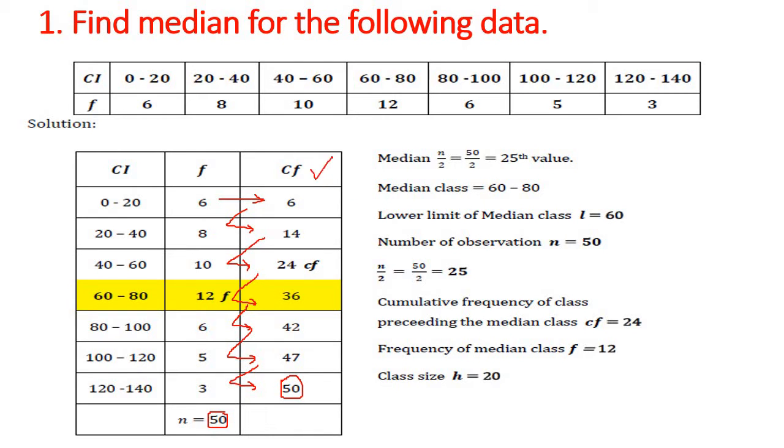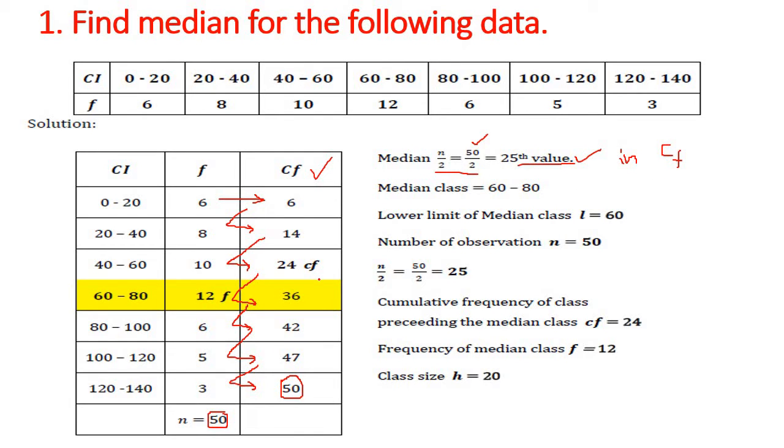After calculating the cumulative frequency, to find the median, first find n by 2. So what is n by 2? n is 50, divided by 2 is the 25th value. So we have to search for this 25th value in the cumulative frequency column.